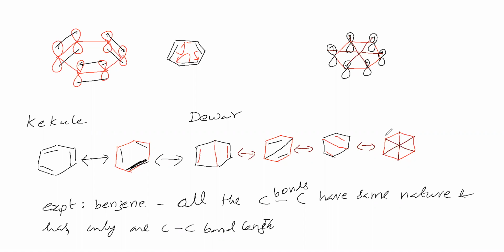In this one, if you see, between this carbon and this carbon, a single bond is present. Between this carbon and this carbon, a long single bond is present. Therefore, all the carbon-carbon bonds are not having the same nature. Therefore, all the carbon-carbon bond lengths are not the same here.